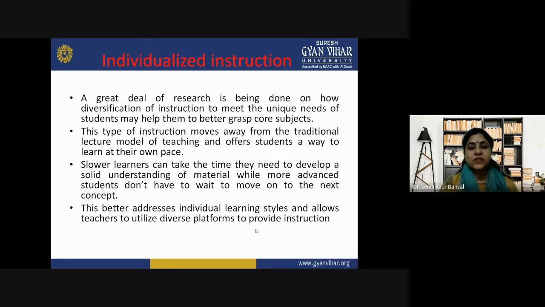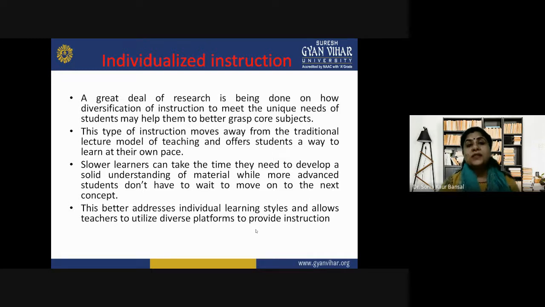All right. This type of instruction moves away from the traditional lecture method, because in the traditional lecture method, once the teacher has started teaching in the class, the teacher is teaching in the same manner to all the students. And we all know there are basically three types of students in any classroom, whether we are talking about primary, secondary, senior secondary, college or university level. There are always three categories in any classroom: high IQ students, average IQ students or low IQ students.